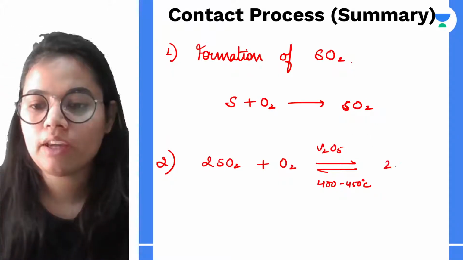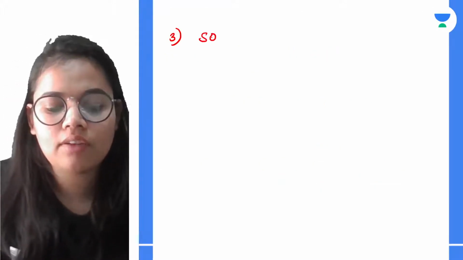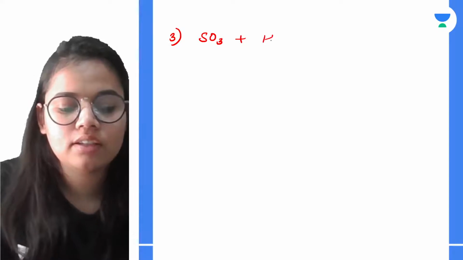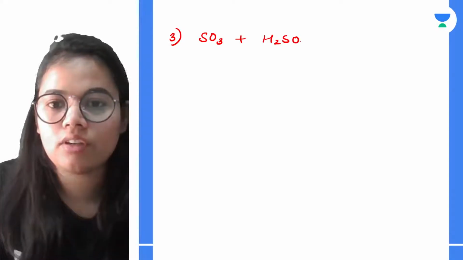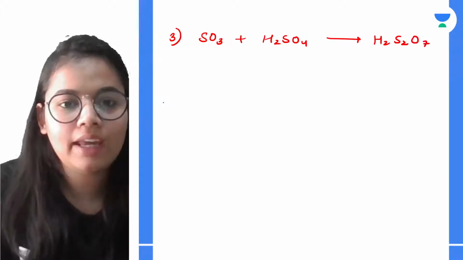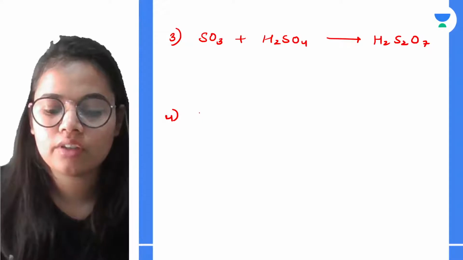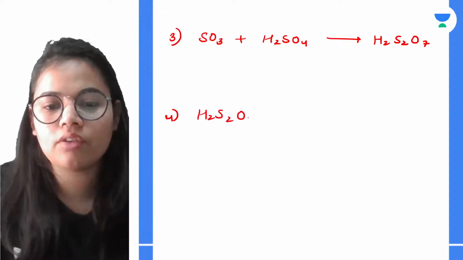So what do we get here? We get sulfur trioxide. After that, this sulfur trioxide is absorbed in sulphuric acid, and we get oleum, and at the last, this oleum is diluted to get sulphuric acid.